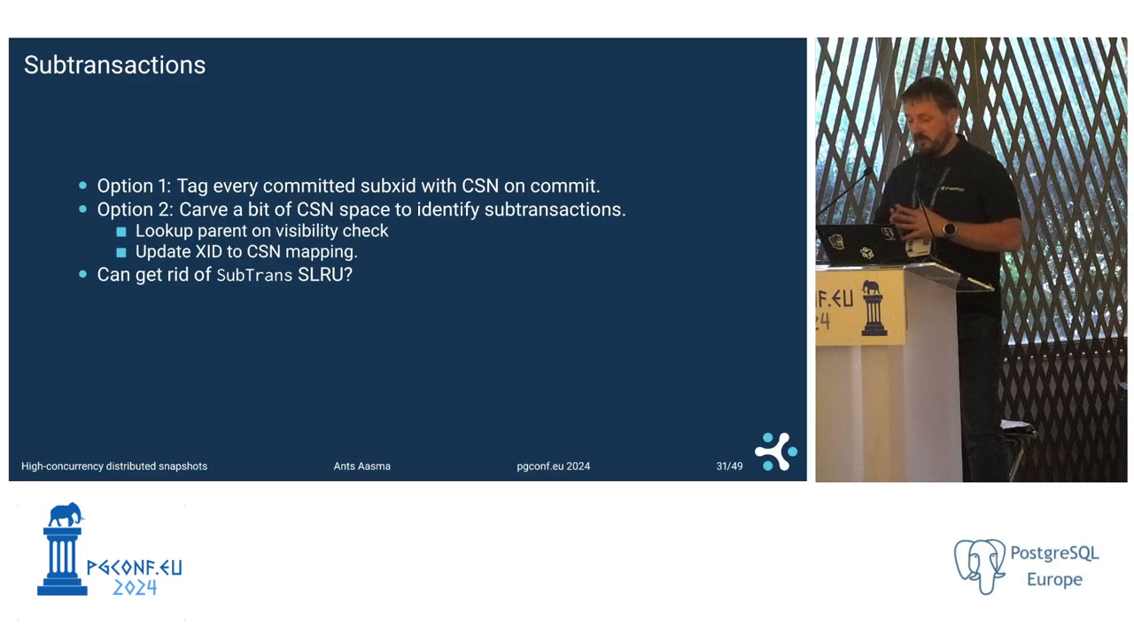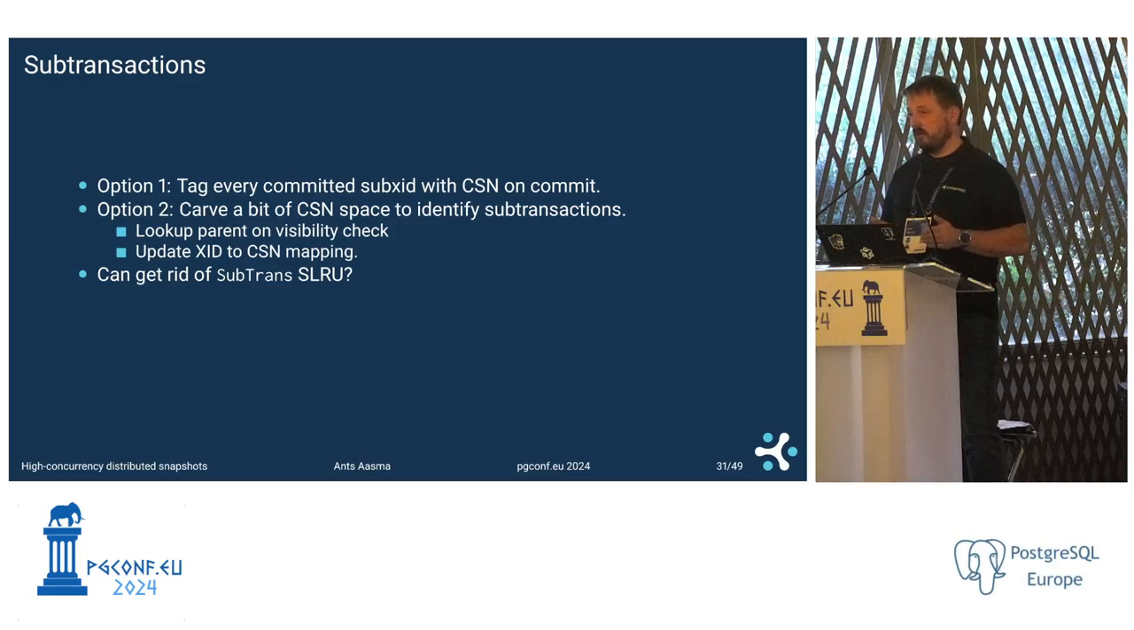So what about subtransactions? What do we do with those? Well, we go into the CSN SLRU and update every subtransaction ID that we acquired with our CSN value on commit, and then everything will just work. The issue might be that this takes a long time, and depending on how we sequence it with durability, somebody else might be waiting on us going around and stamping our 10,000 subtransactions with the correct CSN value. So if you don't want this waiting, we can also do some tricks where we carve out a bit of CSN space.